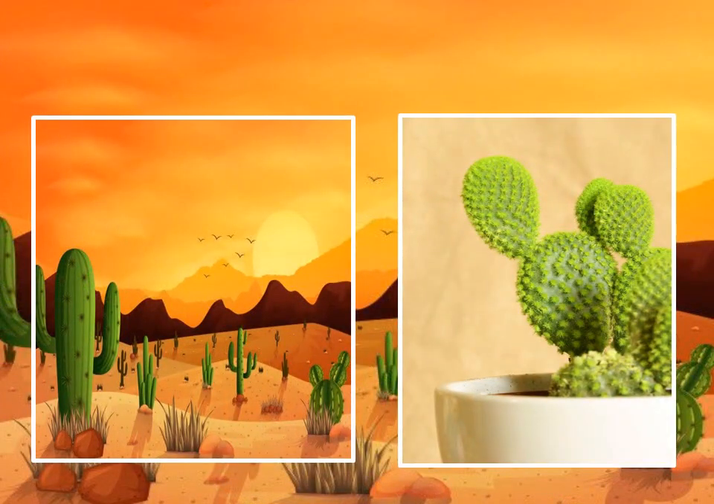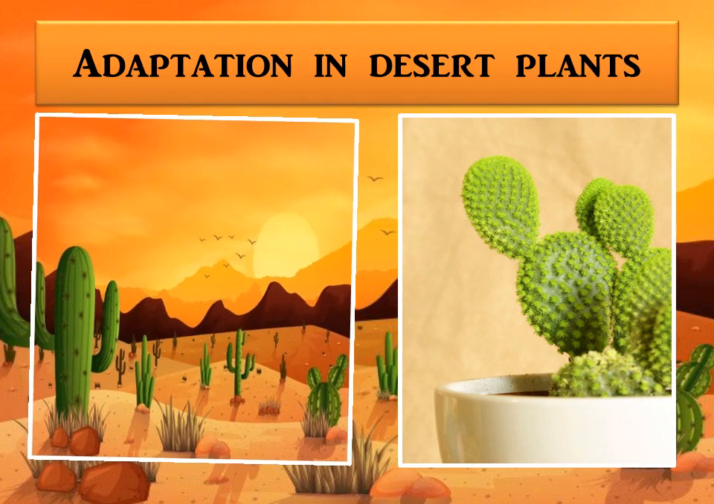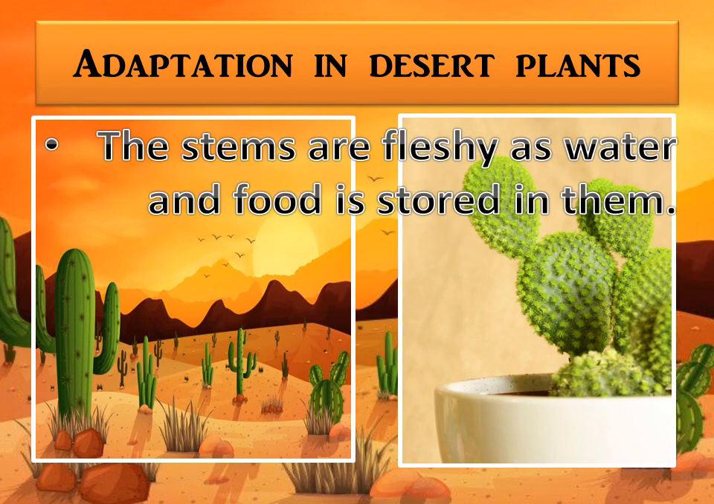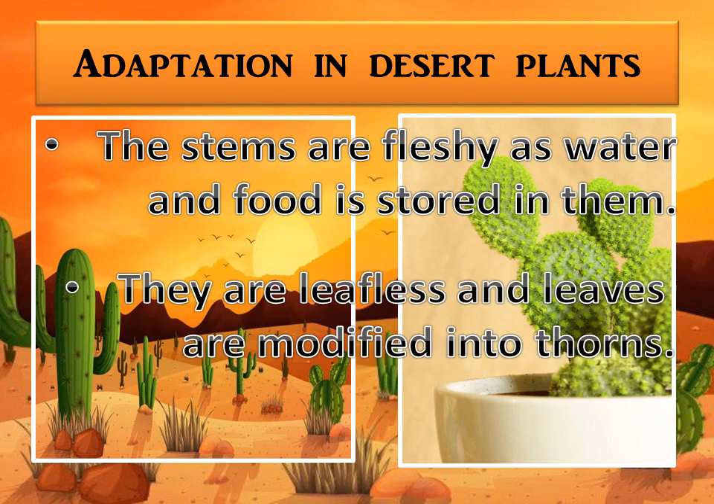Move on to adaptation in desert plants. In desert plants, the stems are fleshy as water and food are stored in them. They are leafless and leaves are modified into thorns. They lose very little water by evaporation. The stems are green as they perform photosynthesis in the absence of leaves. Their roots penetrate deep into the soil in search of water. There is a thick layer of waxy substance on the stems of these plants.